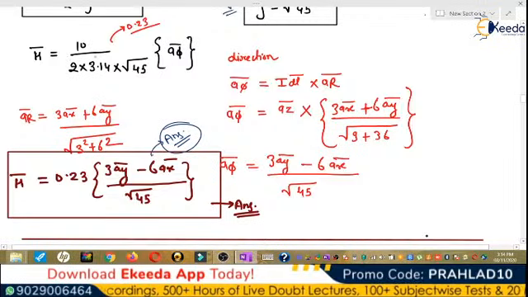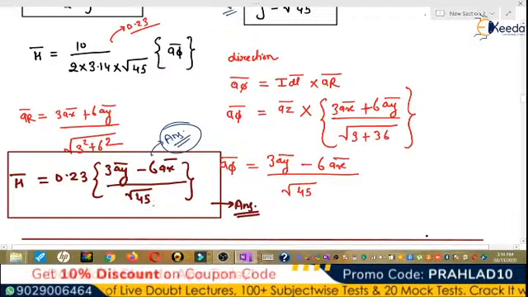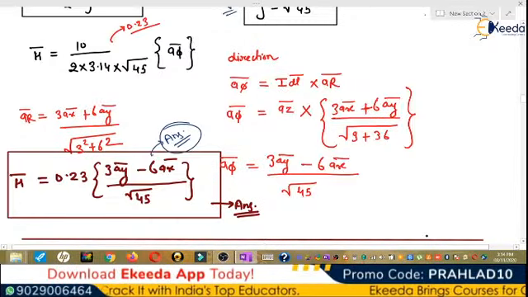So H vector is I by 2 pi rho and the direction is a phi. We will solve it. So this is our answer: it is 0.23 into (3AY minus 6AX) by root of 45. So this is our answer for the magnetic field intensity.